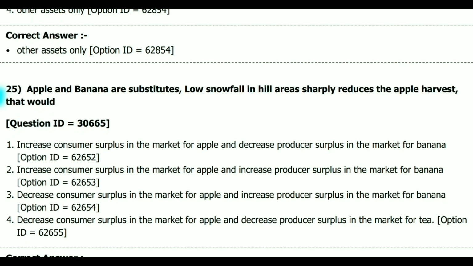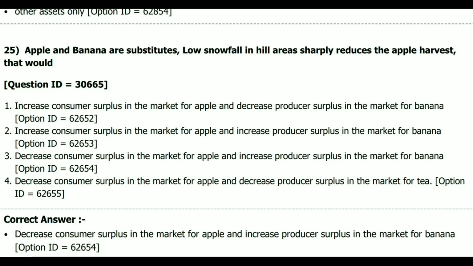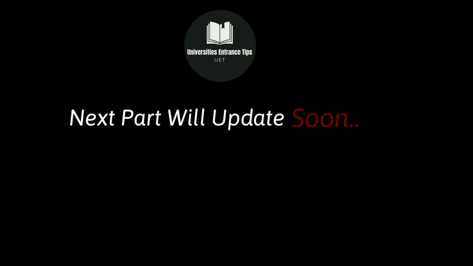Next, apple and banana are substitutes. Low snowfall in hilly areas sharply reduces the apple harvest. That would, options: increase consumer surplus in the market for apple and decrease producer surplus in the market for banana, increase consumer surplus in the market for apple and increase producer surplus in the market for banana, decrease consumer surplus in the market for apple and increase producer surplus in the market for banana, decrease consumer surplus in the market for apple and decrease producer surplus in the market for tea. And the answer is decrease consumer surplus in the market for apple and increase producer surplus in the market for banana.